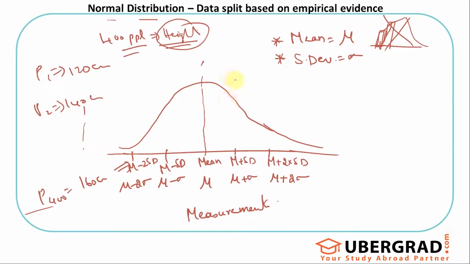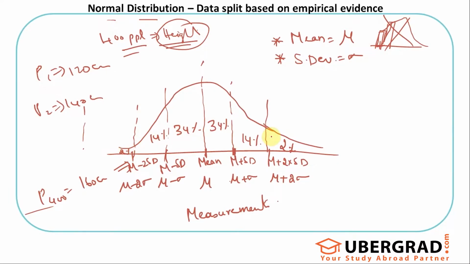So what happens is this: I can split the data into groups like this. I know that out of the whole data I have, 34% of people would be between mu and mu plus sigma. 14% will be between mu plus sigma and mu plus 2 sigma, and 2% will be here. Similarly, 34% here, 14% here, and 2% in the remaining part.